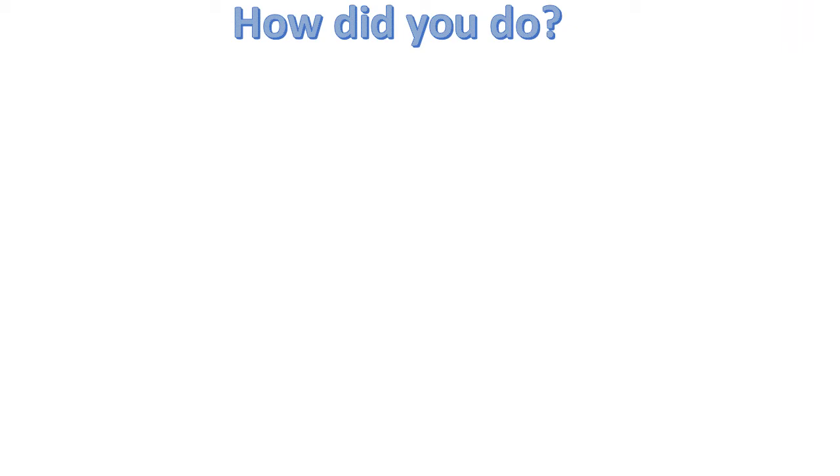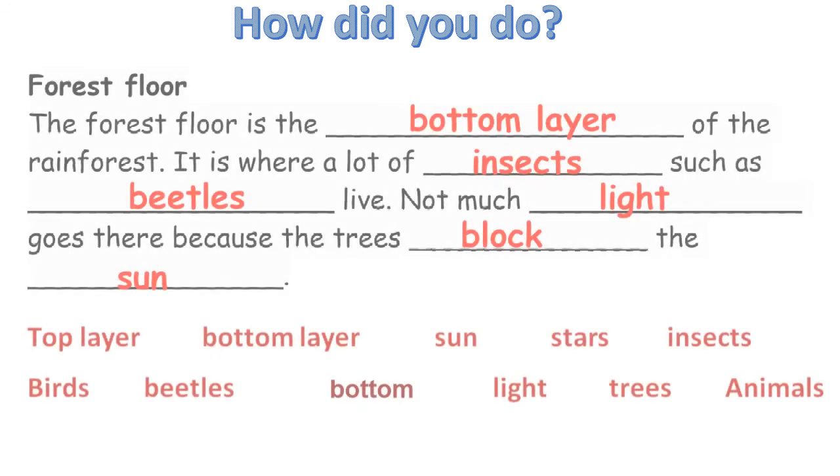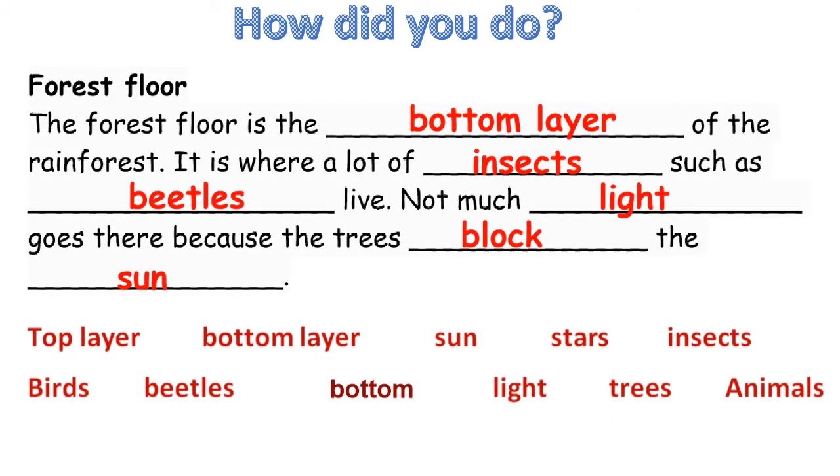Okay, it says how did you do? So that must mean it's answer time, and we should have the forest floor. Forest floor is the bottom layer of the rainforest. It is where a lot of insects such as beetles live. Not much light goes there because the trees block the sun. Alright, so hopefully your paragraph makes sense with those words that you've used and you've remembered all of your punctuation.